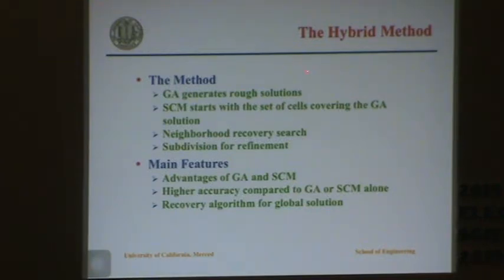The main feature of this hybrid algorithm is that we try to take advantage of both GA and SCM, both the genetic algorithm and the cell mapping method, because the genetic algorithm very quickly outlines certain areas you should focus on to do the detailed search. But it's not good to do the detailed search by the GA itself, because its random nature does a lot of dancing. If you do the simulation, you find that the populations in a typical evolutionary algorithm tend to bounce around. That's the nature of the algorithm.